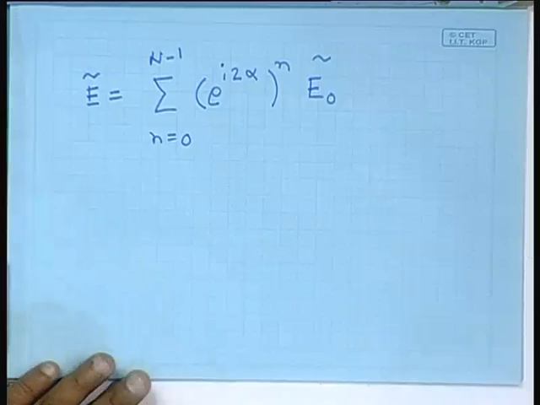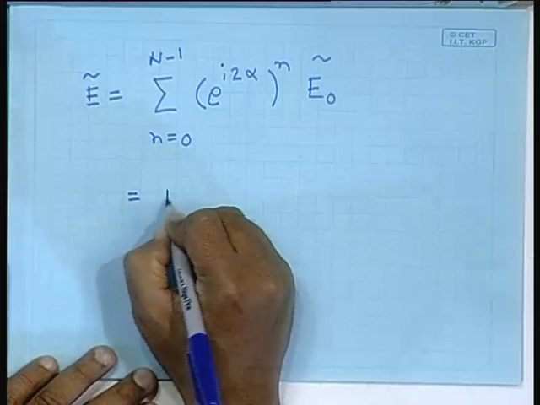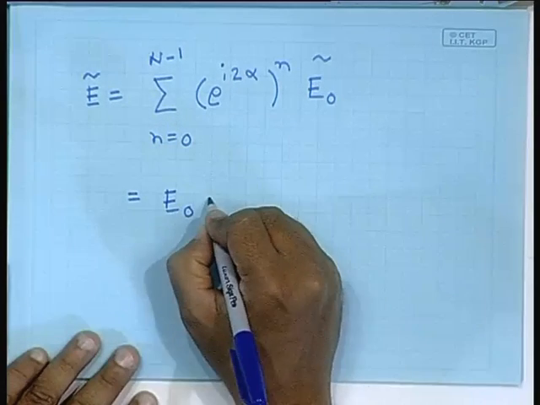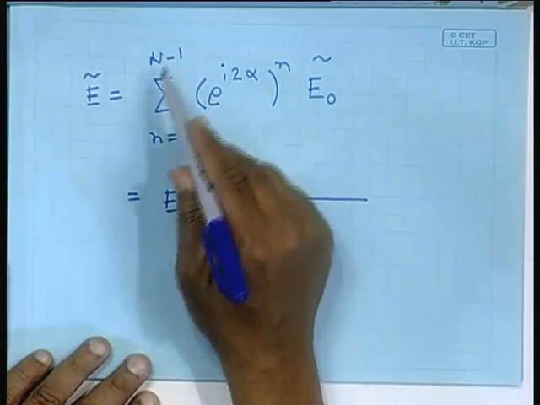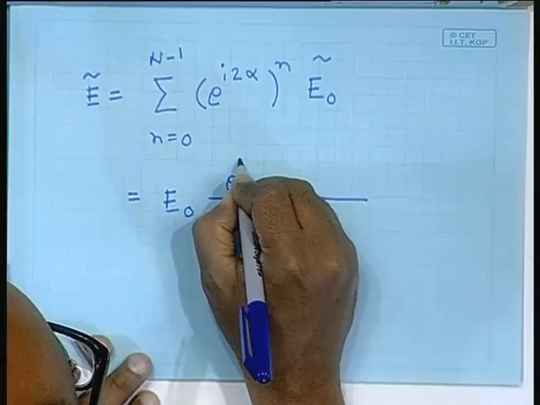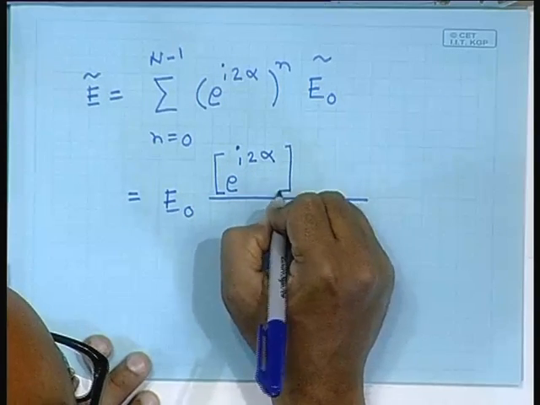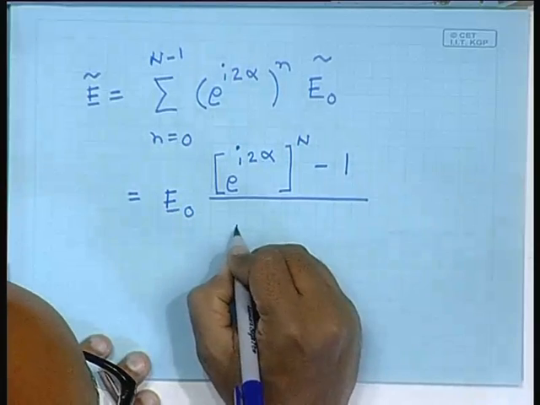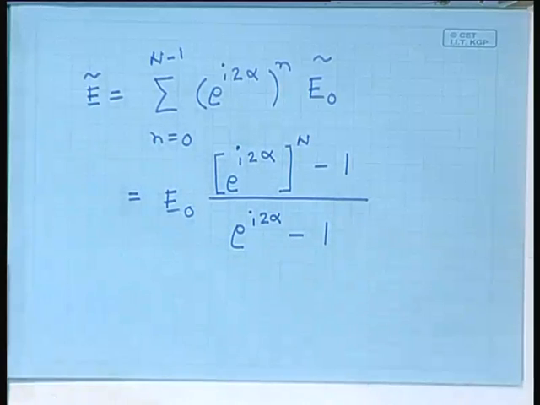Now, this is a geometrical progression. I can take the E 0 outside, and this is a geometrical progression. If I sum this geometrical progression, what I have is E 0 into the ratio of two consecutive terms to the power of n, n being the number of terms. So, the ratio of two consecutive terms here is e to the power i 2 alpha, to the power n minus 1, divided by the ratio e to the power i 2 alpha minus 1, right. This is the resultant radiation that will be received by the observer.